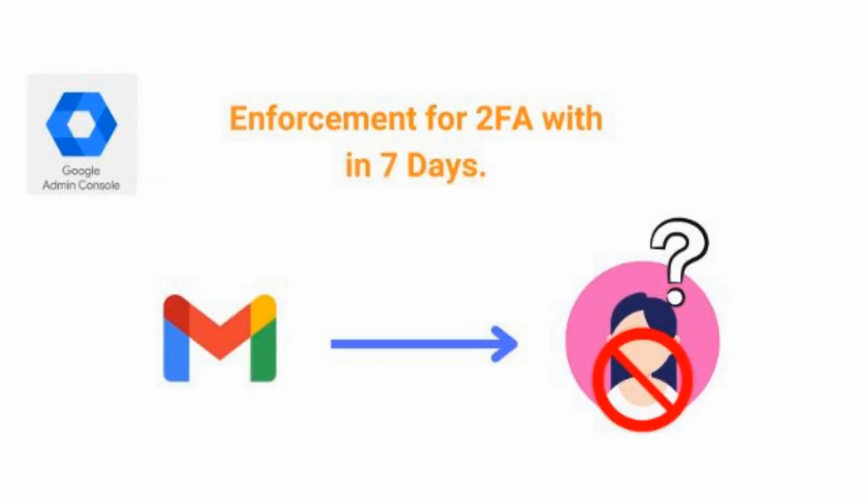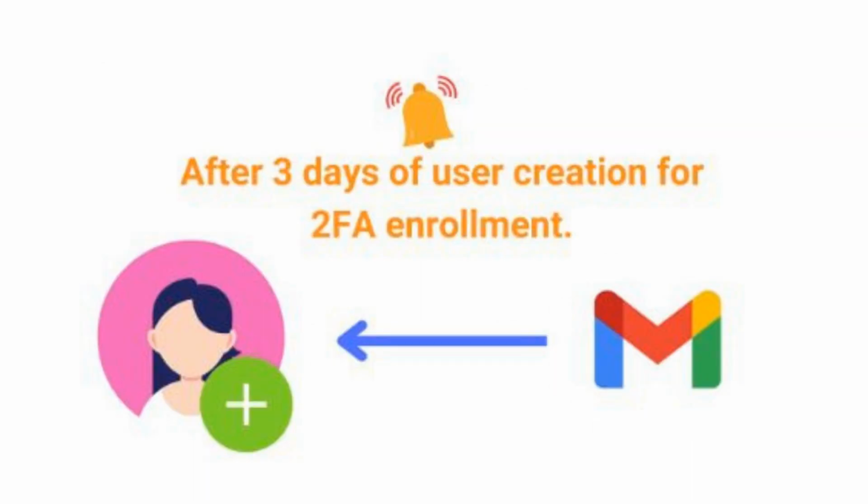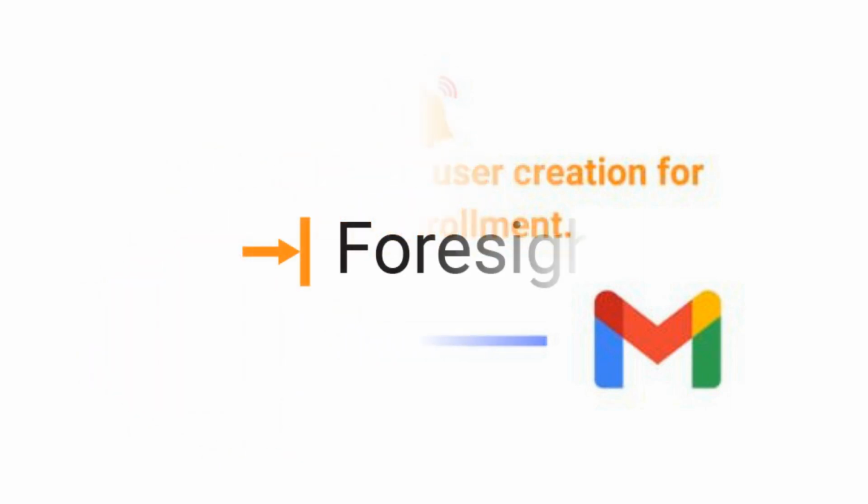Organizations enforce a 7-day 2SV enrollment grace period, but many users are unaware of the policy. In the end, their Google accounts are locked out. By sending a reminder email 3 days after creating the user, admins can ensure new users learn the importance and enroll in 2SV, but Foresight can resolve this issue easily. Let's see how Foresight helps in this scenario.